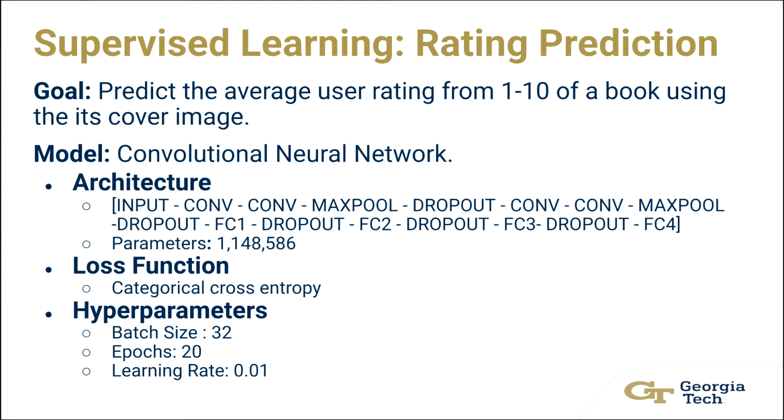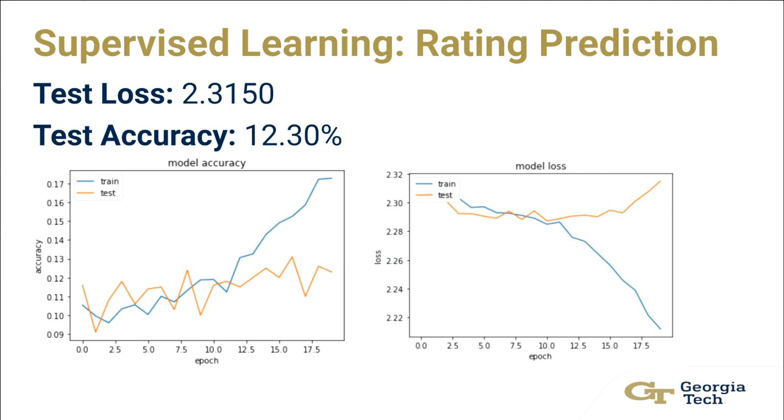We also performed some hyperparameter tuning. We decreased the batch size to 32 and increased the learning rate to 0.01. Using the new tuned convolutional neural network, we were able to obtain a test loss of 2.315 and a test accuracy of 12.3%.